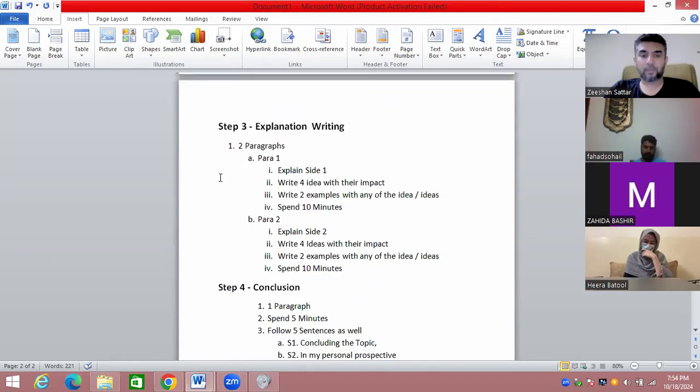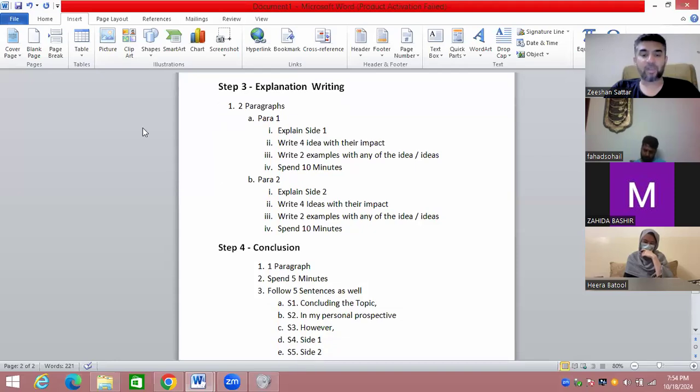Step number 3 is the explanation writing. In explanation writing, we'll be having 2 paragraphs. The first paragraph will contain explanation of side 1. Advantage, disadvantage: this side will be of advantage. Problem, solution: this will be the side of problems. Agree, disagree: maybe point of agreement. 2 arguments, 1 argument: argument number 1 will be this. So this paragraph will explain one side of the essay.